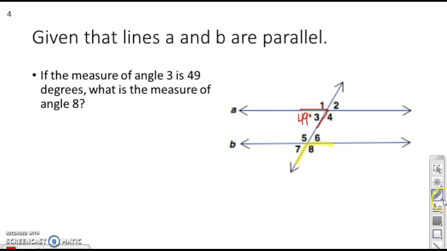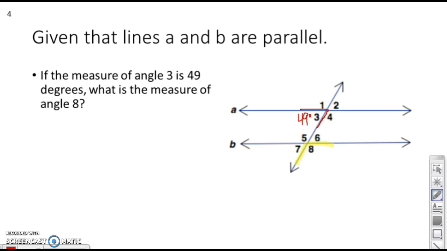So before we even start this, I want you guys to ask yourselves, do those two angles look congruent? And the answer is no. This red one is an acute angle, and the yellow one, or angle 8, looks like it's an obtuse angle. So please don't just assume that every angle is going to be congruent. Only our special pairs of angles are congruent.